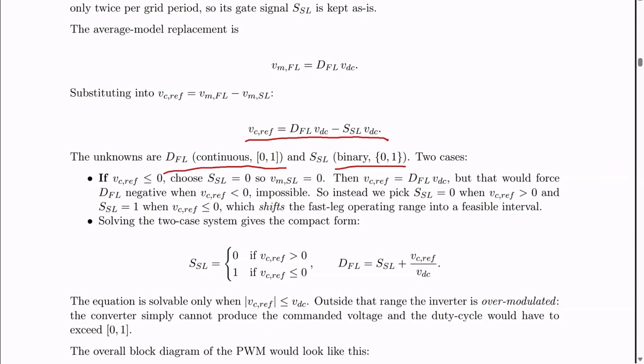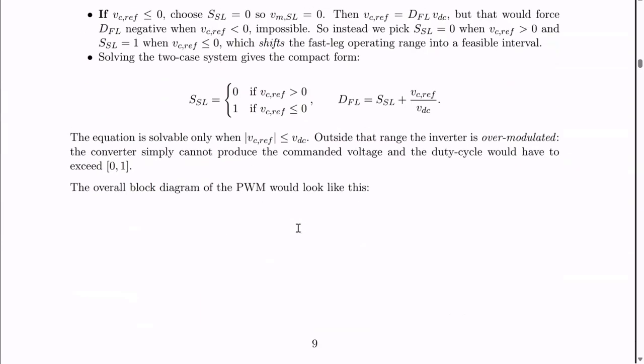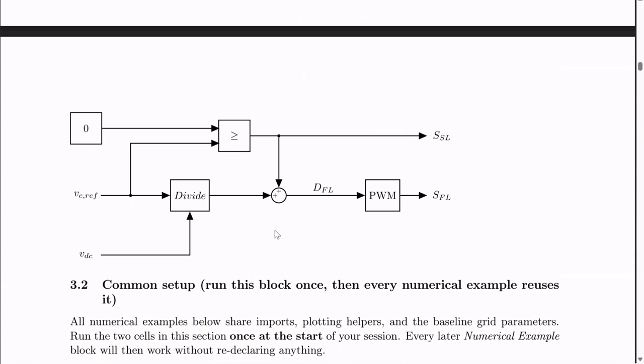So the only solution for this is that the slow leg is 0 when the voltage reference is larger than 0, and 1 if it's lower than or equal to 0. If you try to derive it yourself, you will see that this is the only solution to this problem. And then we have the duty cycle here. If we write up a block diagram of this, we will get this block diagram. And this is a block diagram you can just write straight into Simulink or whatever simulation tool you're using.